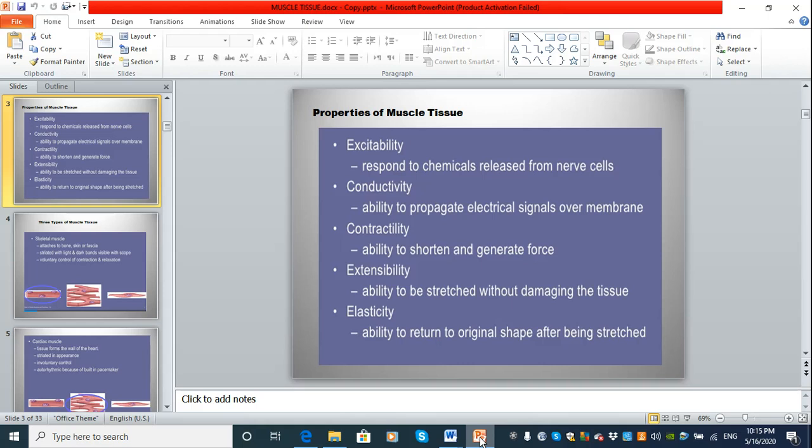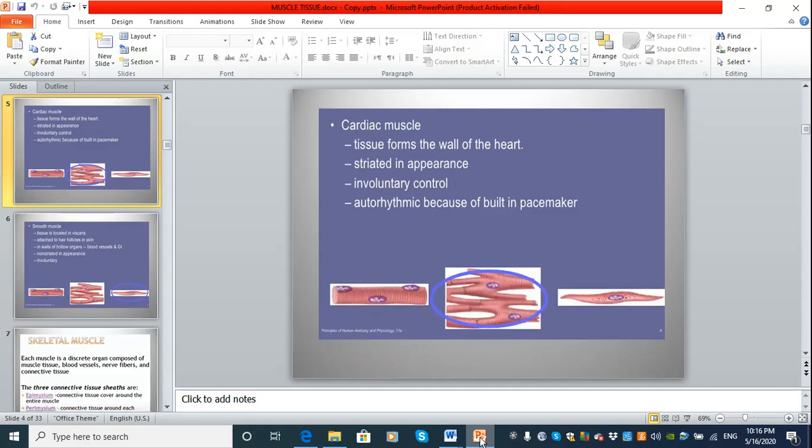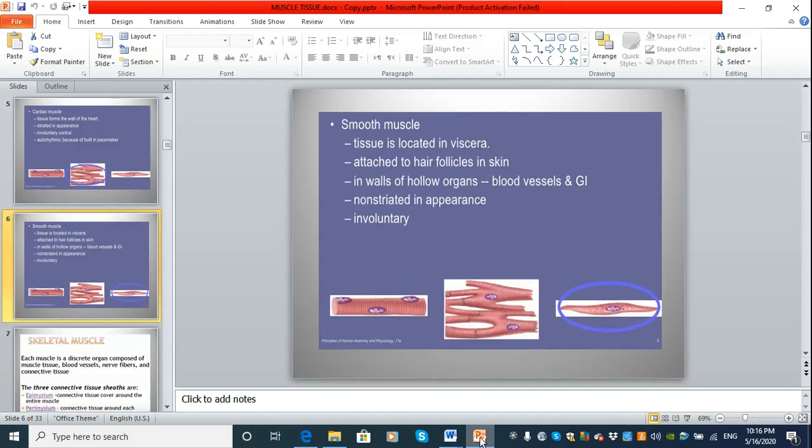And the final step for muscle tissue is elasticity, the ability to return to the normal, original shape after being stretched. When I say keep the sequence, you cannot start, for example, with elasticity and then say conductivity, which doesn't make sense. Now, the three types of muscle tissue, skeletal, cardiac, and smooth, we will cover in detail in a practical lecture with the great senior lecturer Zahra.